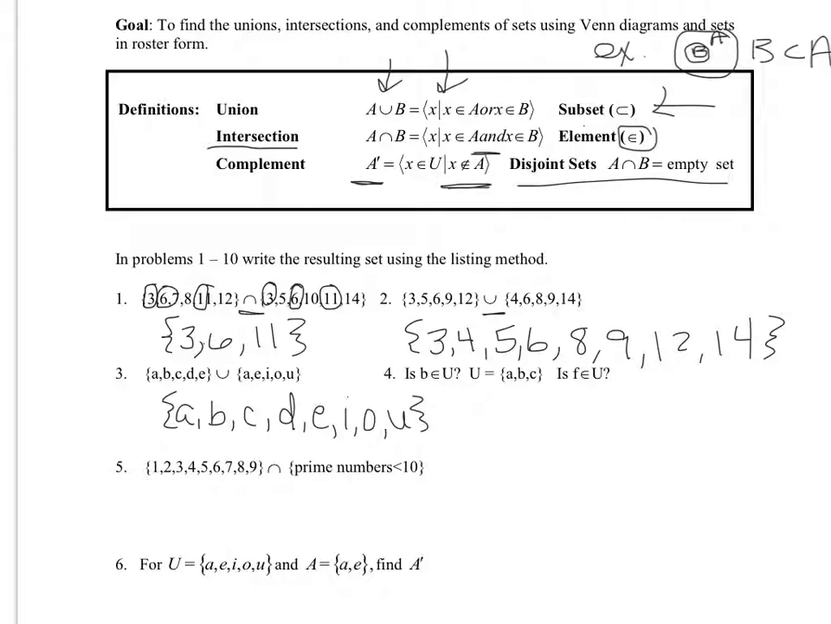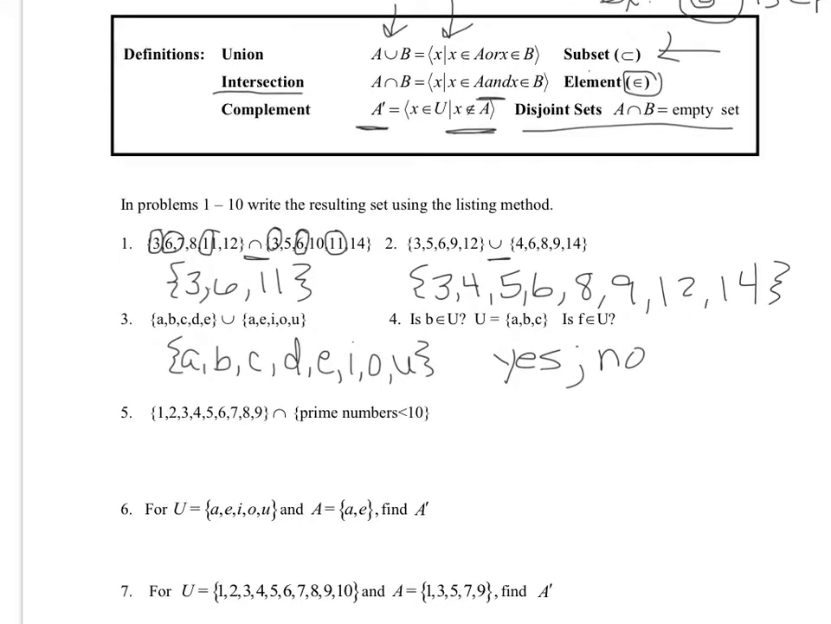Now, number 4 is a different question. This says, is B an element of U? And then they tell us that U is the set with A, B, and C inside. So is B an element of U? The answer to that question is yes. Now there's a second part to this question. Is F an element of U? If I look at U, it only has A, B, and C in it. F is not in there. So the answer to the second part of the question is no.